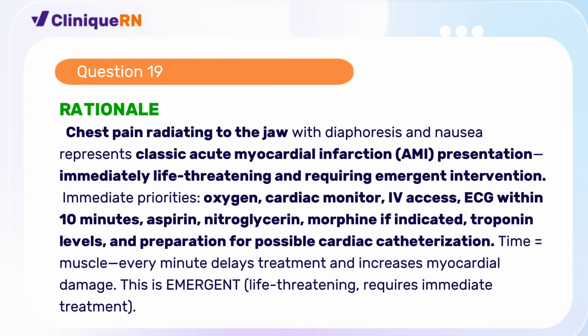Rationale. Chest pain radiating to the jaw with diaphoresis and nausea represents classic acute myocardial infarction presentation, immediately life-threatening and requiring emergent intervention. Immediate priorities: oxygen, cardiac monitor, IV access, ECG within 10 minutes, aspirin, nitroglycerin, morphine if indicated, troponin levels, and preparation for possible cardiac catheterization. Time means muscle. Every minute delays treatment and increases myocardial damage. This is emergent, life-threatening, requiring immediate treatment.